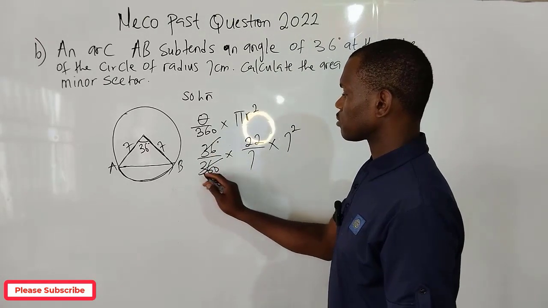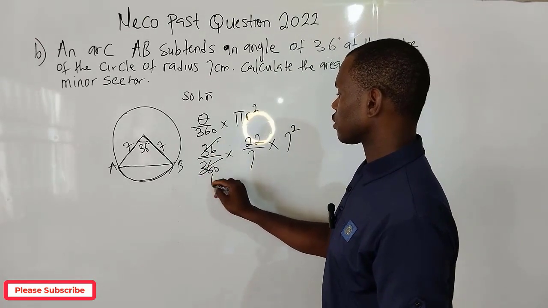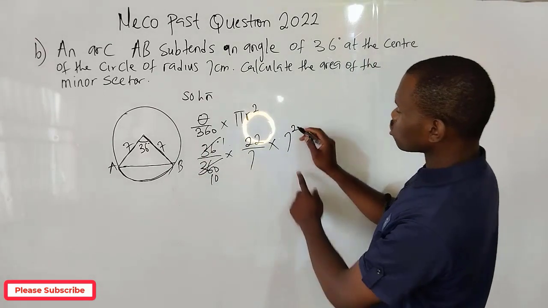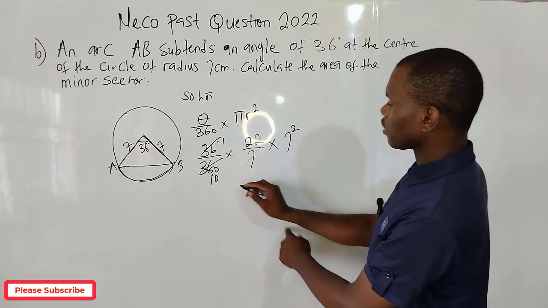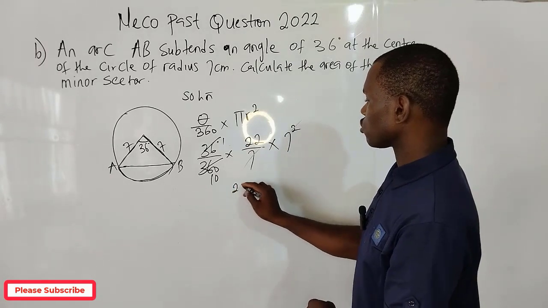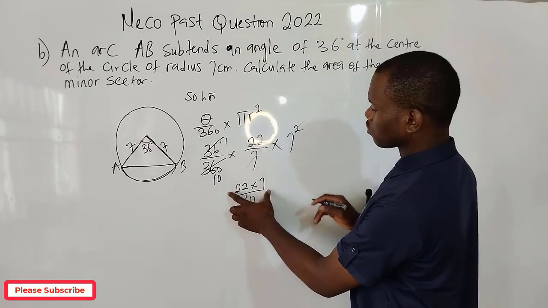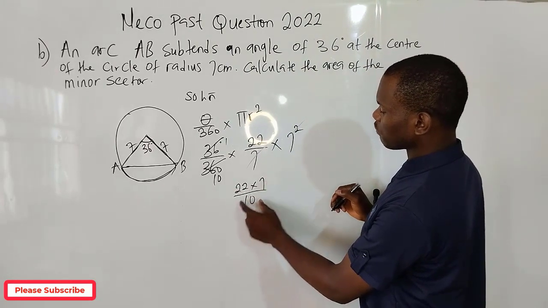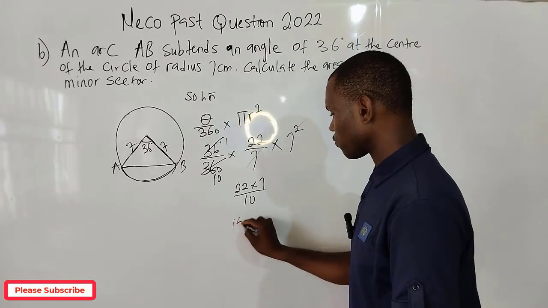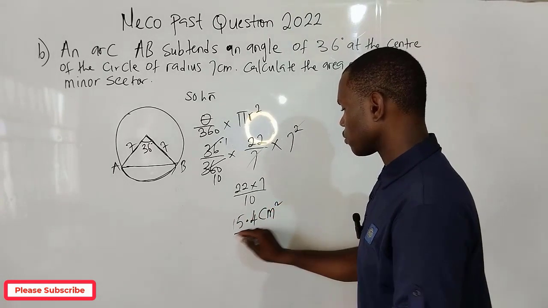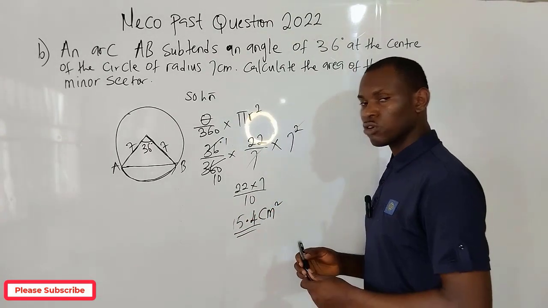36 divided by 360, this is 10, and this is 1, so 1 over 10. 7 is 2 here, so 1 will cancel 1 here. I will have 22 times 7 over 10. Then point your calculator at this point. 22 times 7 divided by 10 will give you 15.4, and then the unit is cm squared, the area of the sector of a circle.